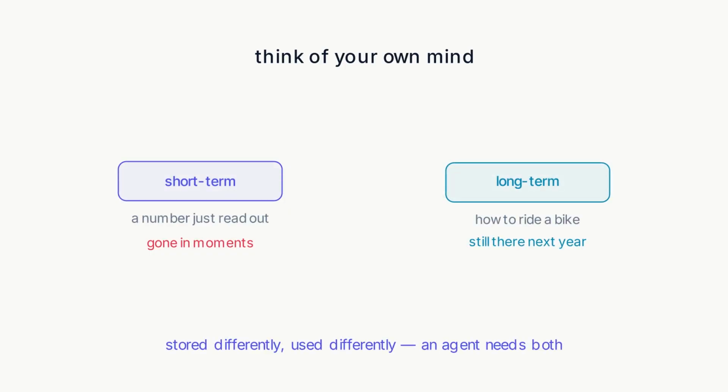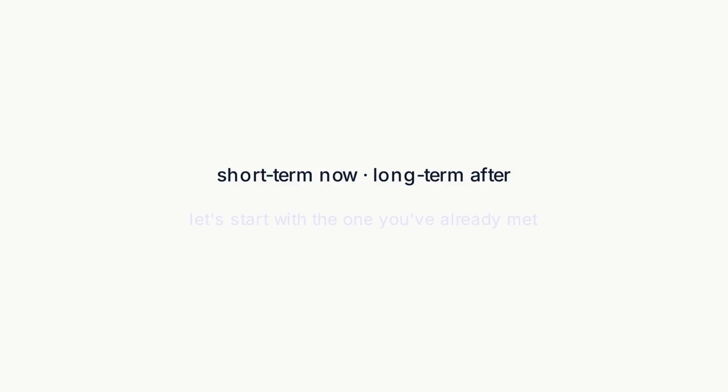Think of your own mind for a second. Short-term memory is what you're holding in your head right this instant, the beginning of this very sentence, a phone number someone just read out, fragile and gone in moments if you don't act on it. Long-term memory is what you'll still know next year, your best friend's name, how to ride a bike. The two are stored in completely different ways, used for different things, and a capable agent, just like a capable person, needs both. So short-term for the current conversation, long-term for everything after. Let's take them one at a time, starting with the one you've actually met before, maybe without realizing it.